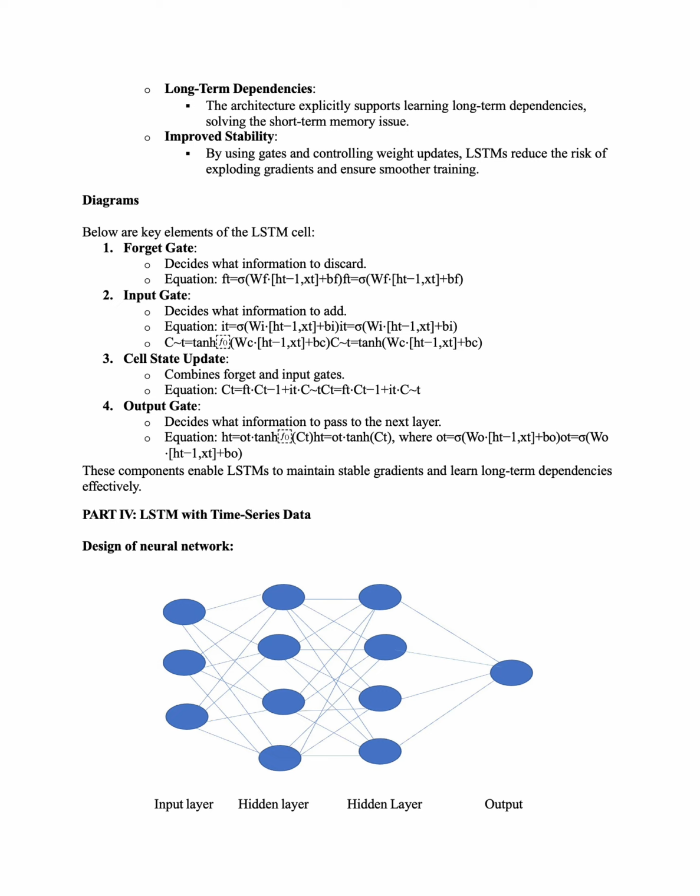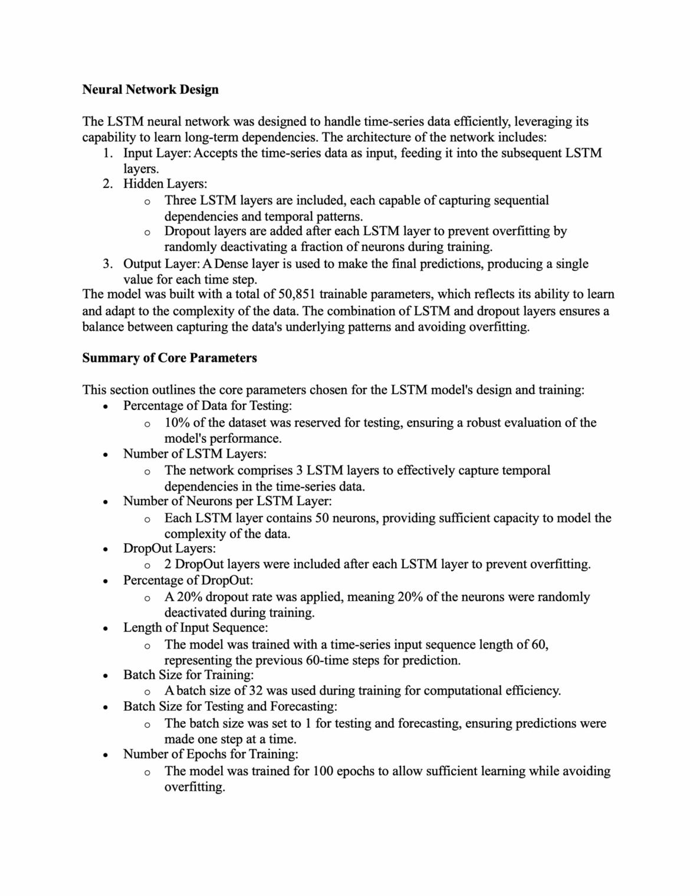This is the design of the neural network, which has an input layer, a hidden layer, one more hidden layer, and the output layer. The LSTM neural network was designed to handle time series data efficiently, leveraging its capability to learn long-term dependencies. The architecture includes the input layer, which accepts the time series data, feeding it into the subsequent LSTM layers. Hidden layers: three LSTM layers are included, each capable of capturing sequential dependencies and temporal patterns.